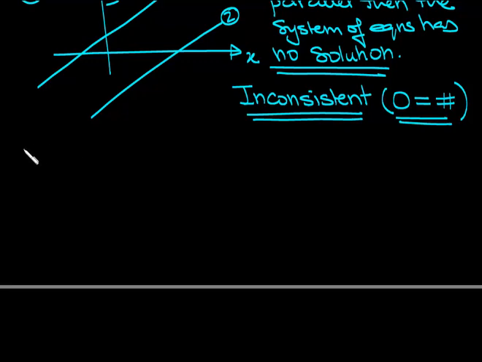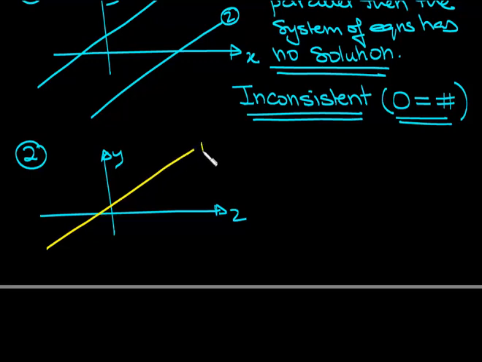The second thing to note is, let's say that I have a system and I graph the first line. I end up with this. So this is the graph of the first line. Then I graph the second line and I end up with this. So how many places do those 2 lines intersect? They actually intersect at every single point. So in this case, this system actually has infinite solutions.